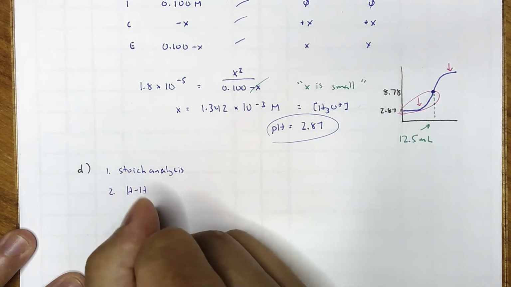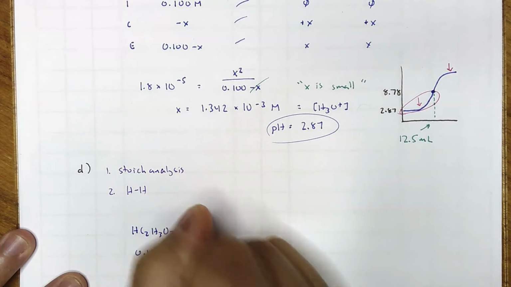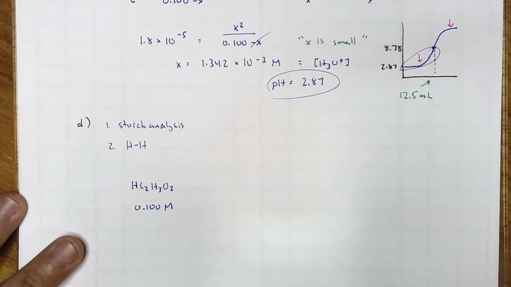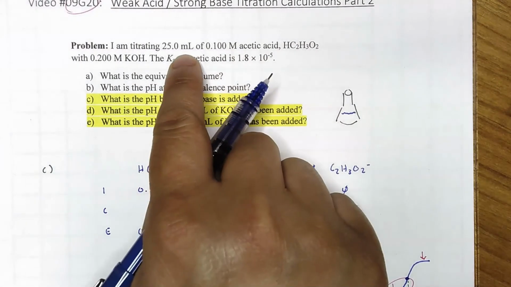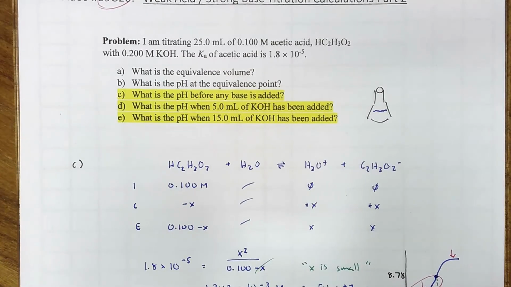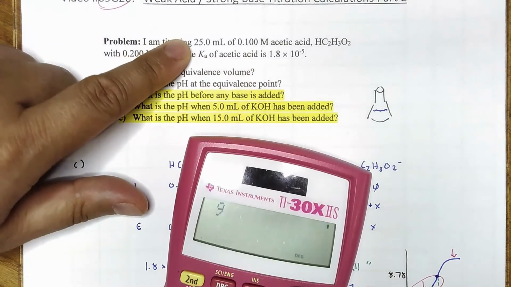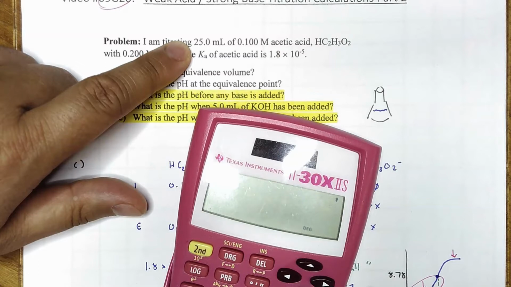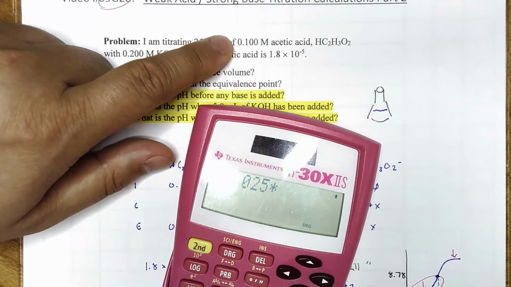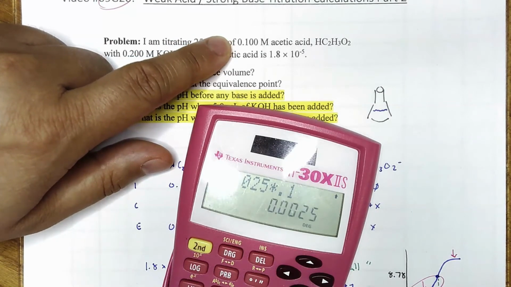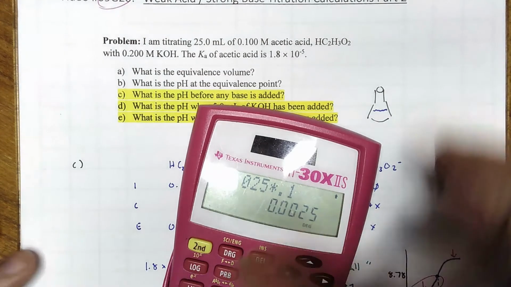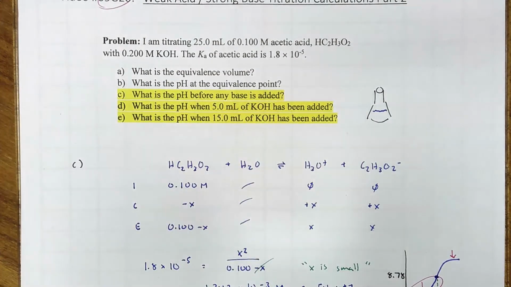HC2H3O2 at 0.100 molar, but we're going to want to convert that into moles. And how do we do that? We started out with 25 milliliters. So we'll convert that into liters, 0.025 times molarity, which is moles per liter. And I get that. That is the number of moles that's in the Erlenmeyer flask, 0.0025.